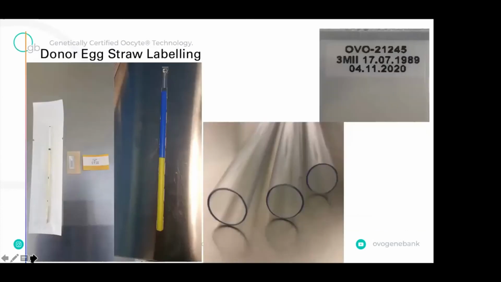So this is how we are labeling a straw. We have a smart RFID chip, and high quality labeling which has high resistance to liquid nitrogen. As you see, the cane and visotube should be loaded during transport, plus the sleeves. Also, the labeling should include the donor code, a unique donor code for the egg bank, the number and quality of oocytes in each straw. We freeze only 2 oocytes in each straw, or 3 oocytes. Then the date of birth of the donor and the date of vitrification.